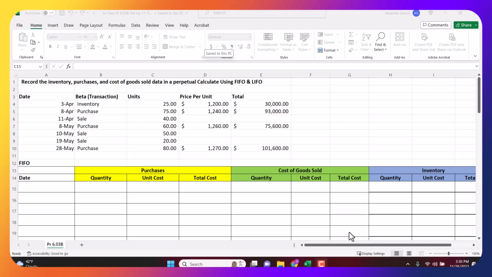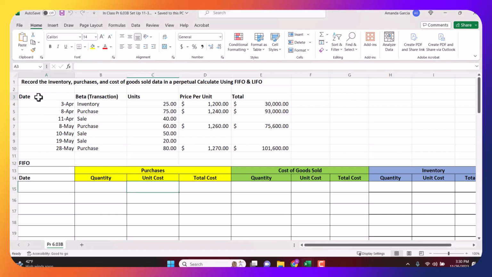So this is an example of recording inventory in a perpetual inventory system and using the setup in Excel, and we're going to do FIFO and LIFO. So let's start. This example is April and May. They start with beginning inventory, which is 25 units at $1,200 per unit for a total of $30,000. Then they purchase 75 units at $1,240 for a total of $93,000.